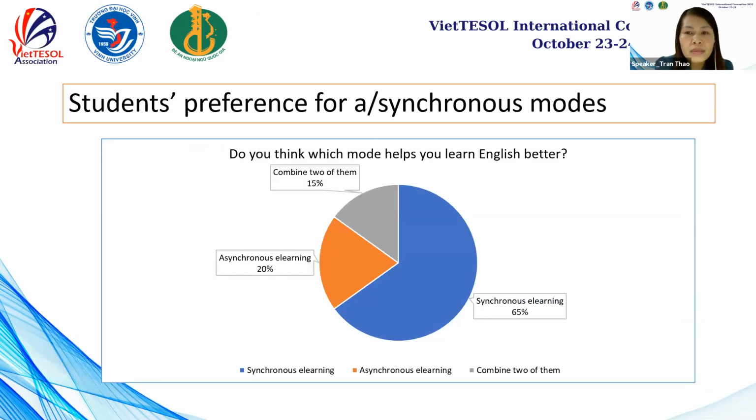And in my questionnaire, I also asked them the question: which mode, asynchronous or synchronous, helps you learn English better? And as I mentioned in my abstract, 65% of the participants of this study chose that synchronous e-learning helps them learn English better. Only 20% chose asynchronous e-learning. And the third choice, 15% of participants, chose a combination of both.